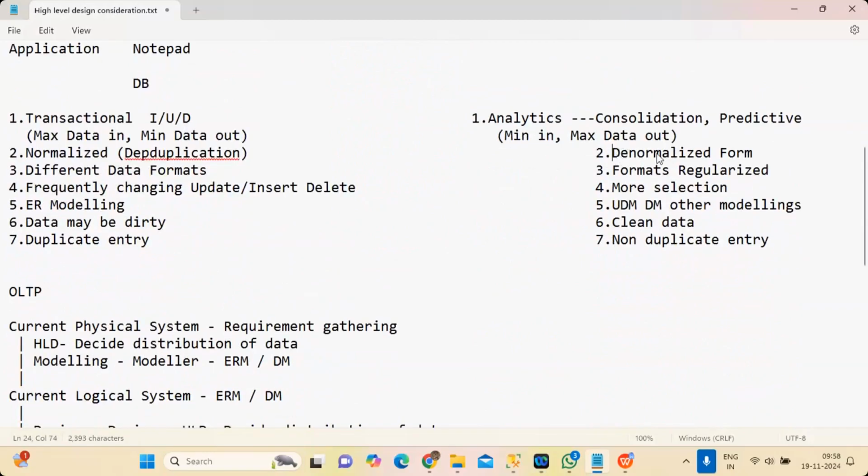Then in an OLAP system, because you are more interested in retrieving the data for analysis, it is okay if there is duplicate data, because you are not doing any transaction here. You are only trying to analyze the data which is already in the system.